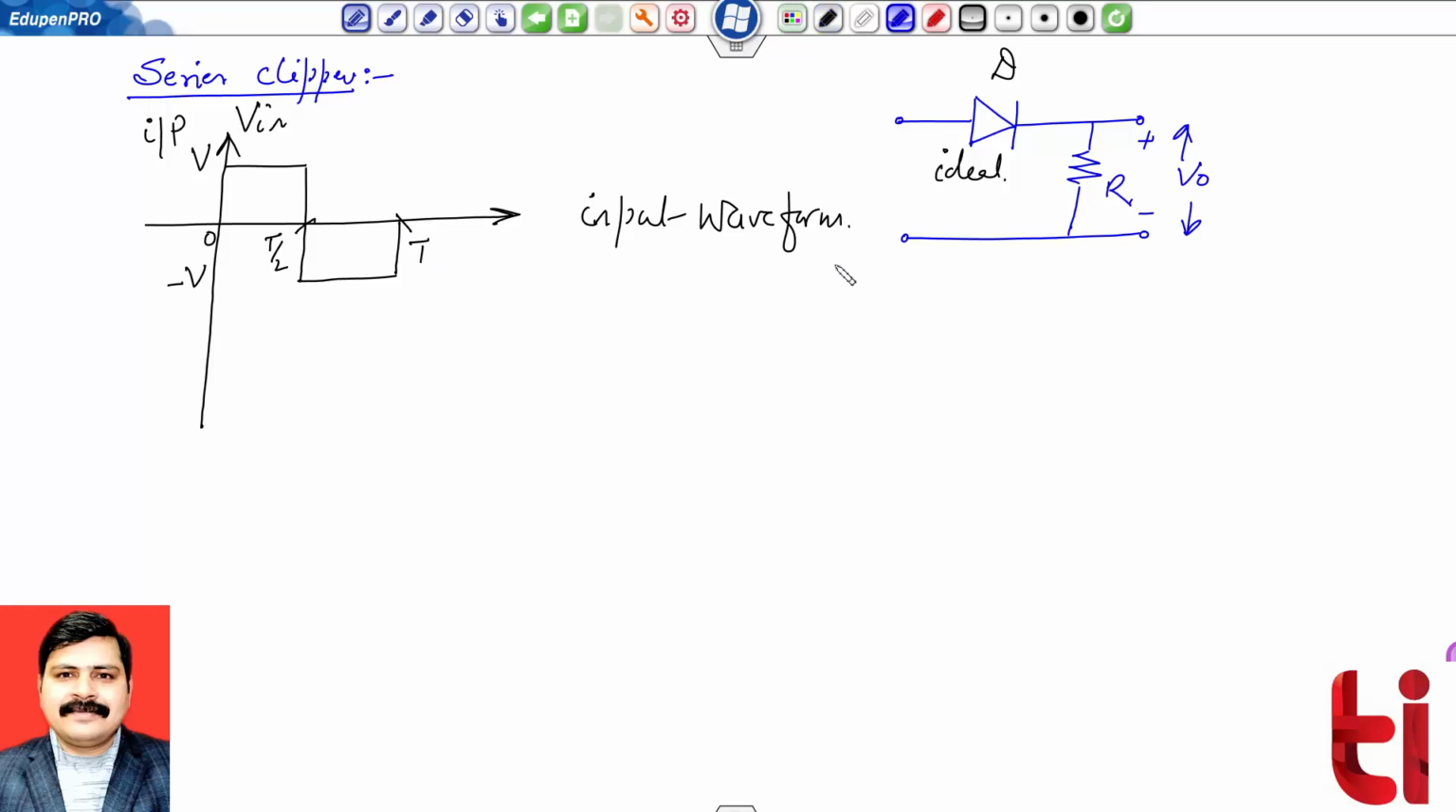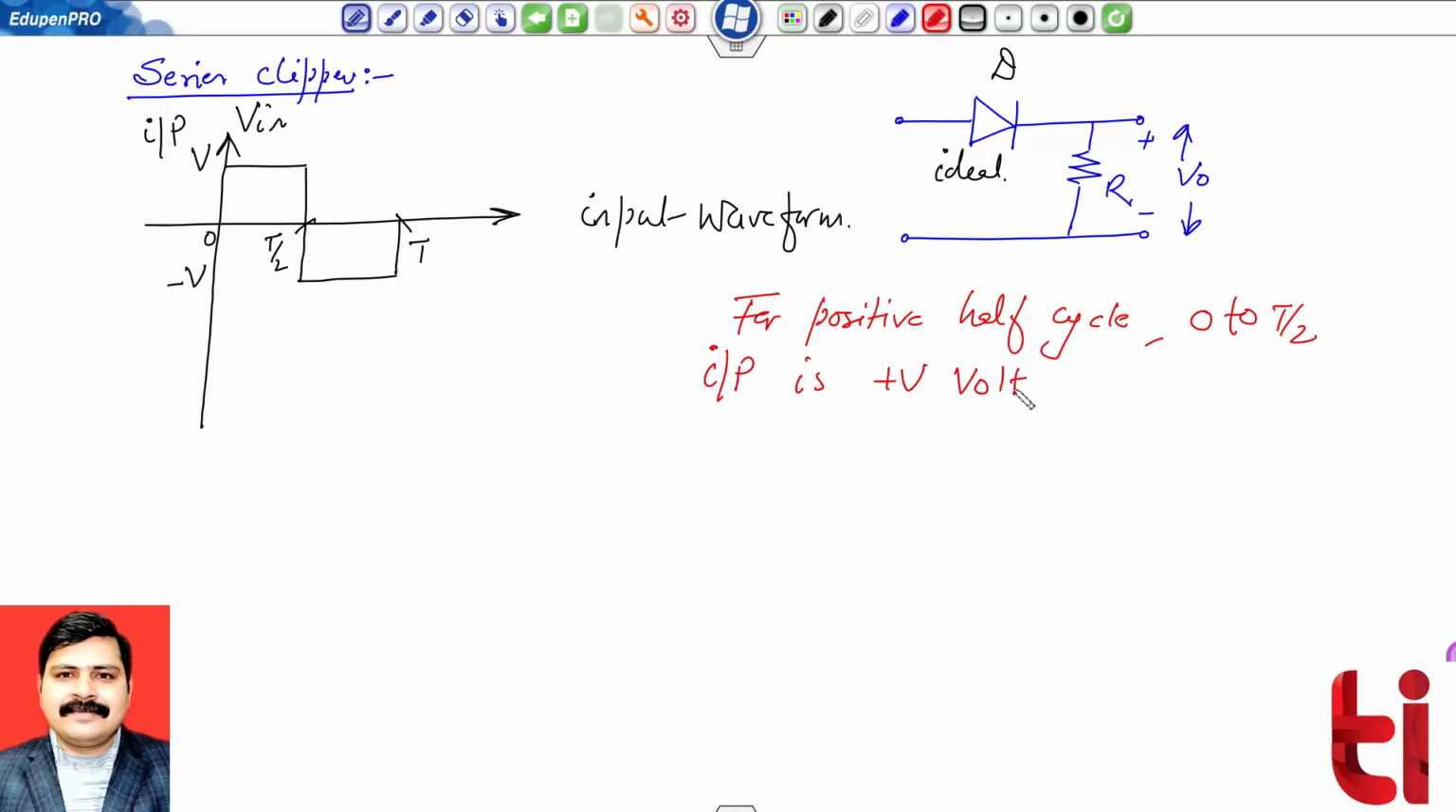First, the operation of this circuit can be divided into two halves, working for the positive half cycle and for the negative half cycle. From this input signal, what we can observe is that in the positive half cycle, that means from 0 to T by 2, the input is plus V volts. And this makes diode D forward biased. So the equivalent circuit will be like this for the positive half cycle.